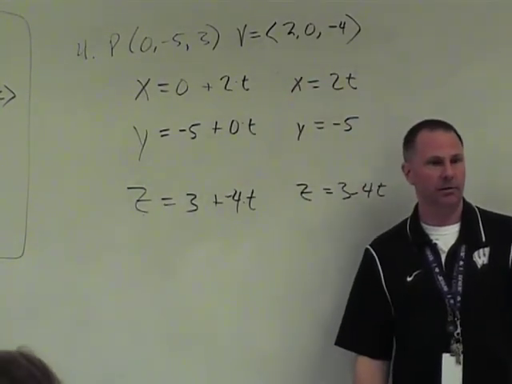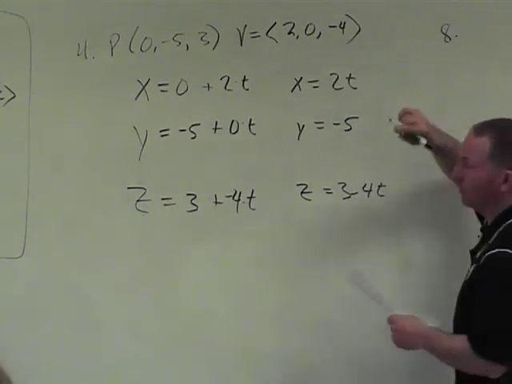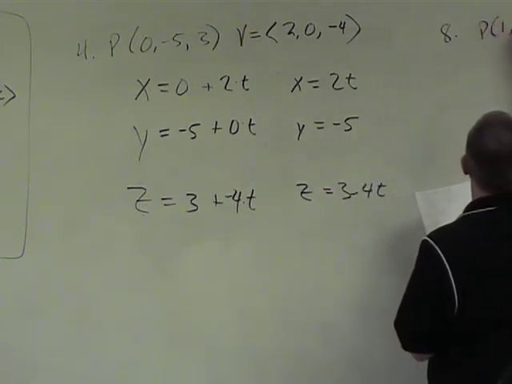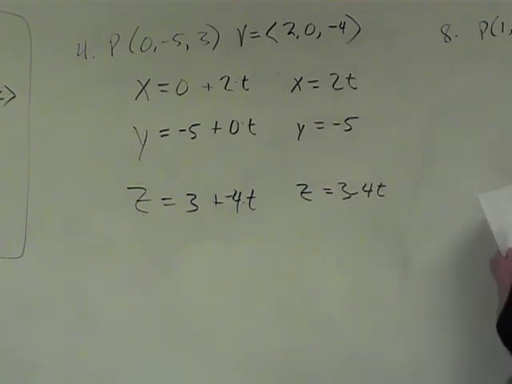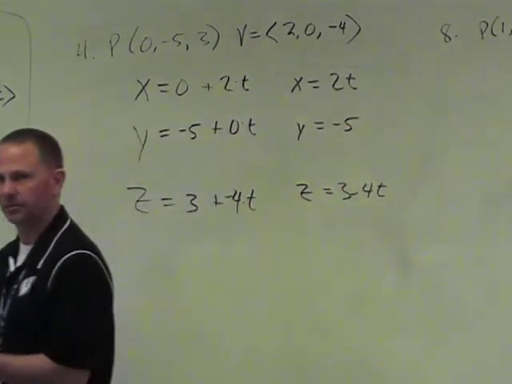Got it? All right, now you do this one on your own. Do number 8. I'm going to change it just a little, but don't freak out because I think you've got this. Your initial point is 1, 1, 1. I'm trying to make it really difficult. Your vector is i minus j plus k. Give me your parametric equations.